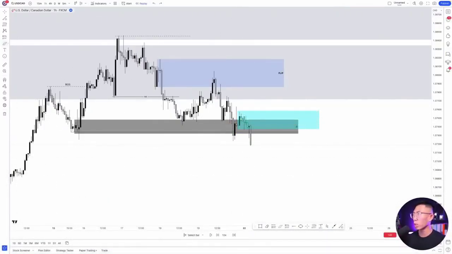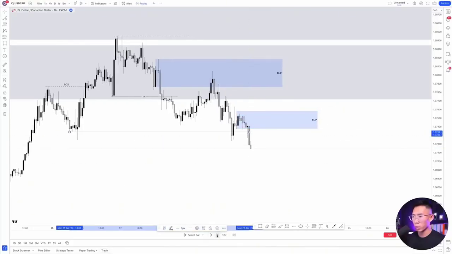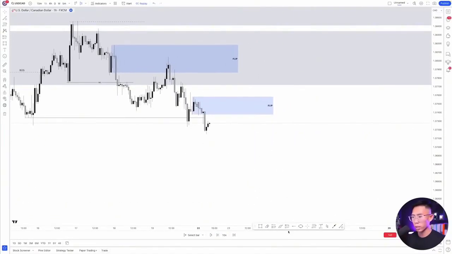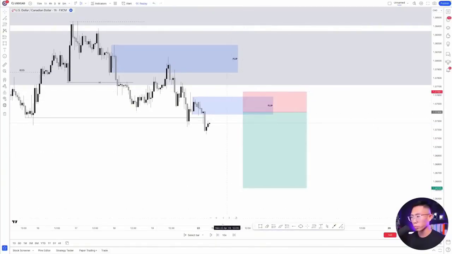Failed reaction happened right here, so you can pretty much draw your flip zone within this range. So this entire range would be your flip zone, right? Flip zone right there, and then price also created the market shift right here already, where price actually pierced past the last low. You can see price is going to go down, and right now we could potentially look to enter for a sell position once again when price enters back into the flip zone.